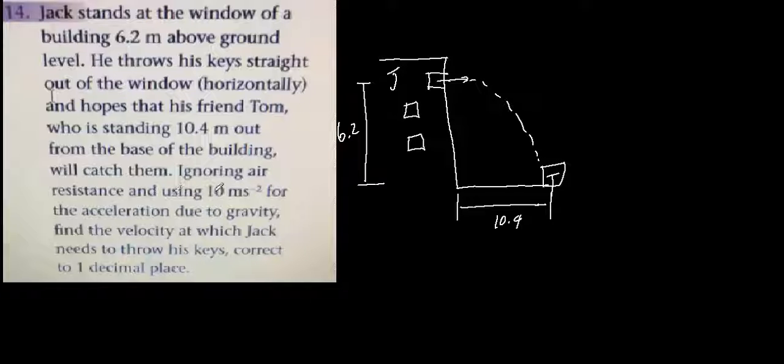Ignoring air resistance and using 10 meters per second squared, find the velocity at which Jack needs to throw his keys. So now, again, just like the situation before, we have an initial position and we have a final position.